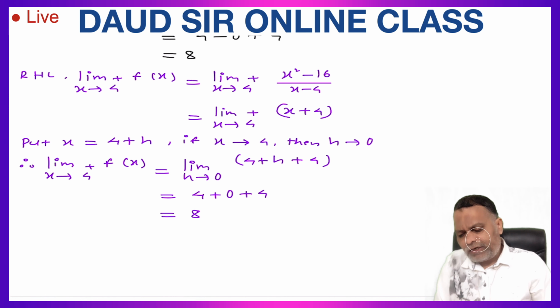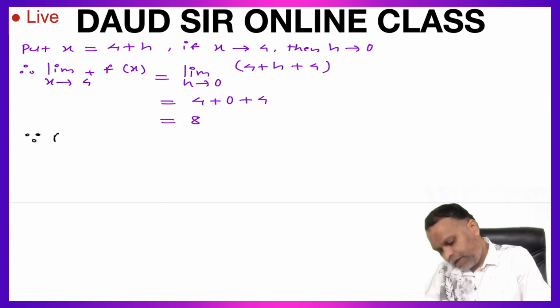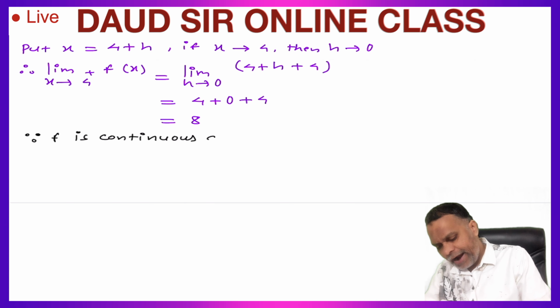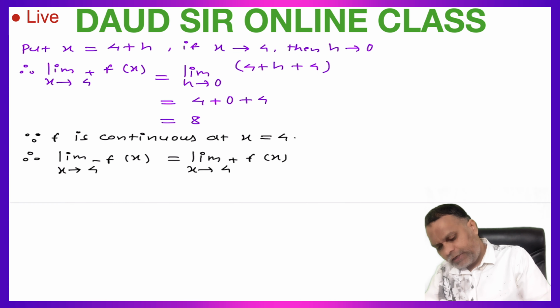Since f is continuous at x is equal to 4, therefore left hand limit is equal to right hand limit is equal to f of 4.